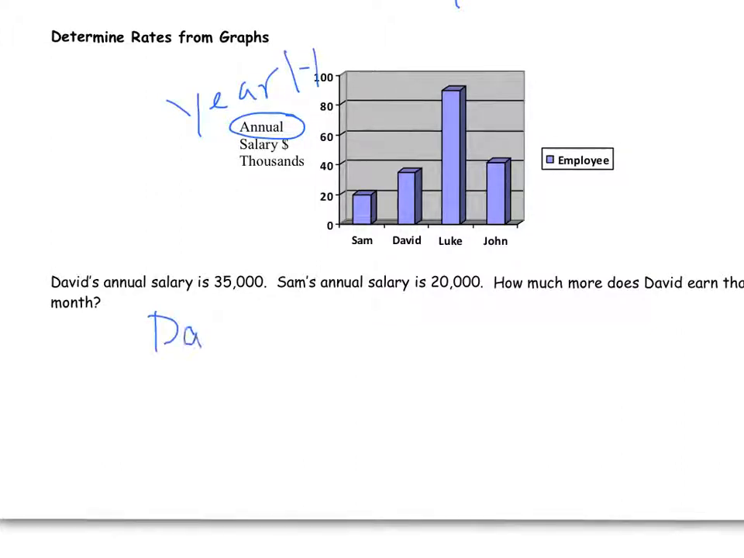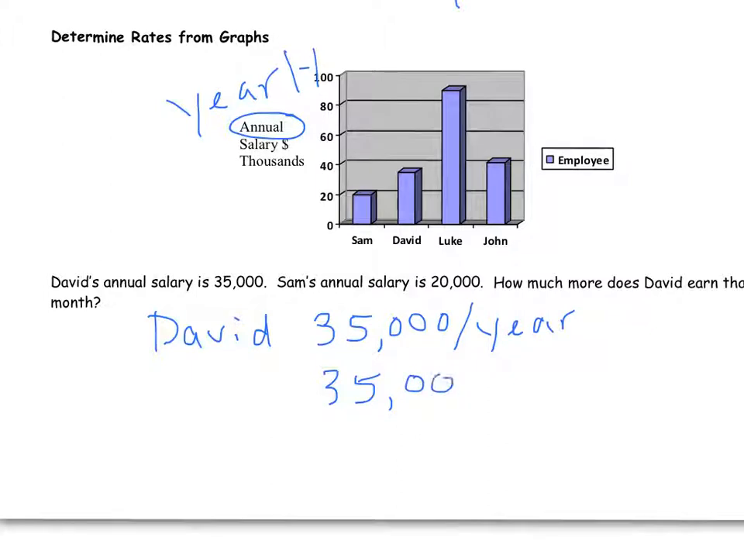So David is making $35,000 per year. I'm going to have to do a unit conversion because I want to know how much he's making per month. Well, there's 12 months in a year. So I would do 35,000 divided by 12. So he's making approximately $2,916.67 per month.